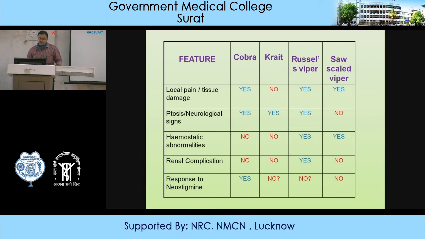Hemostatic abnormality: no in Cobra, while in both vipers yes. Renal complication is present only in Russell's viper. Response to neostigmine is seen only in Cobra.